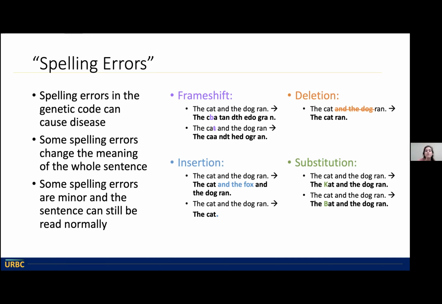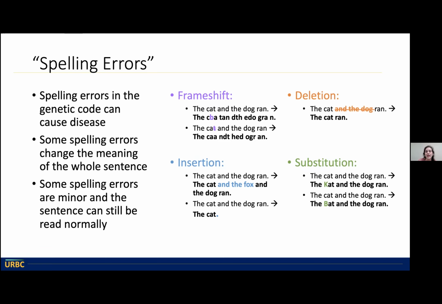I'm going to talk about 4 different types of spelling errors that can happen to our genetic code and how they affect the DNA. The first type is called frameshift errors. Remember that all of the words or codons that DNA is broken up into are 3 letters long. If a mistake happens where you add or remove 1 or 2 letters, every word after that change gets messed up, since each word has to have 3 letters. These errors tend to be pretty severe.